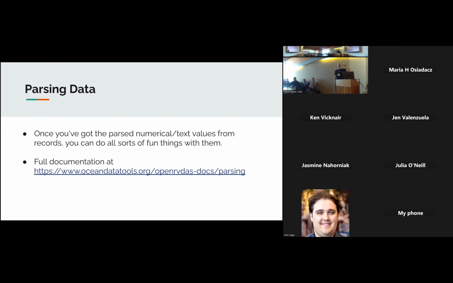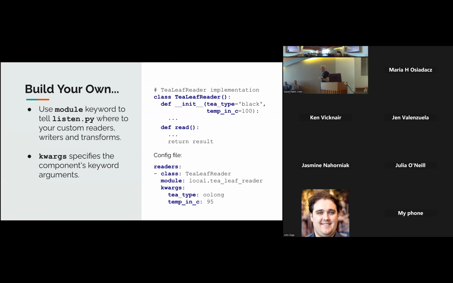Okay, once you've got that, you can do all sorts of fun things. There's full documentation on the parsing circus online. And I mentioned earlier, if there isn't a module that you wanted, like you wanted to read T-leaf, instead of reading from a serial port, all you have to do is create a Python class called, let's say, T-leaf reader, say what arguments it should have. It takes the T type and the temperature, and you give it a method called read.